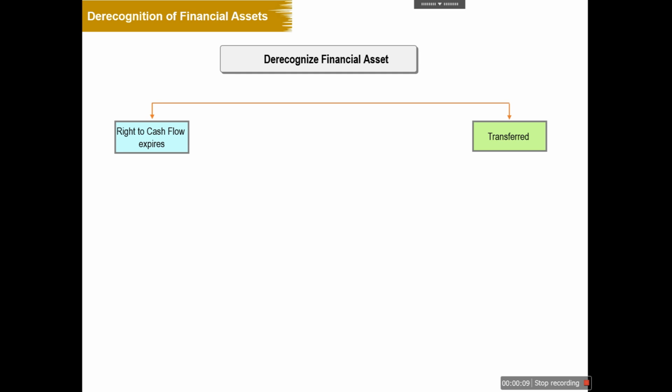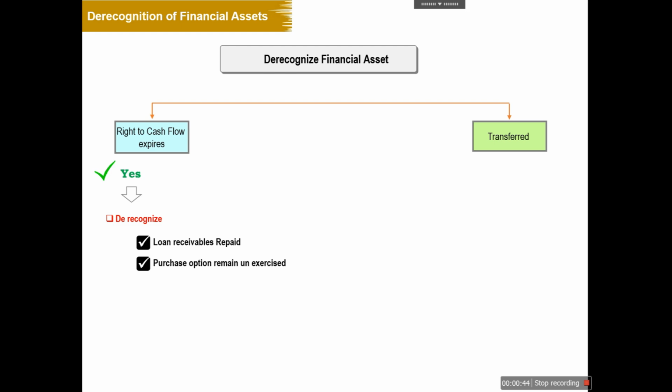The first step is to check whether the right to cash flow from the financial asset has expired or not. If we find that the right to cash flow from the financial asset or group of similar financial assets has expired, we need to derecognize the financial asset from the books of accounts. For example, if the loan receivables have been repaid, it means the financial asset does not carry any right to cash flow from that asset, and the purchase options remain unexercised.